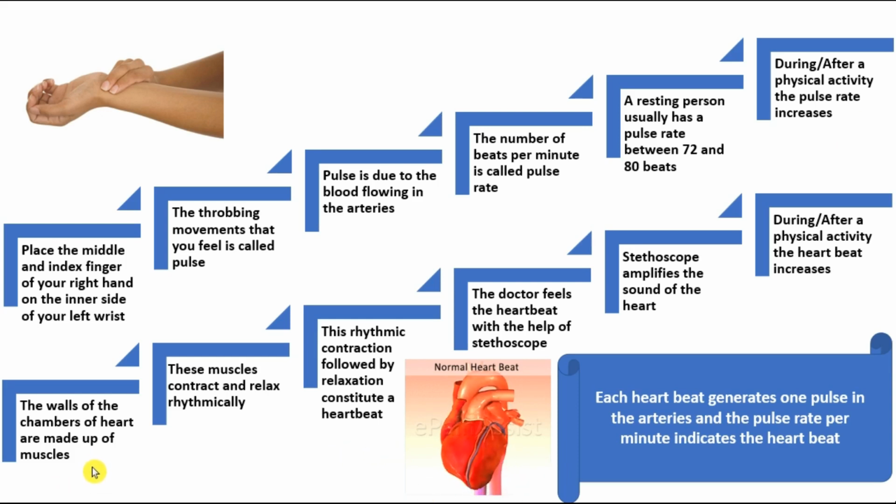We know that the walls of the chambers of heart are made up of muscles. These muscles contract and relax rhythmically. This rhythmic contraction followed by a relaxation constitutes a heartbeat. During the relaxation, the blood fills into the heart, and during the contraction, the blood is given out of the heart. So, one contraction plus one relaxation is equal to one heartbeat.